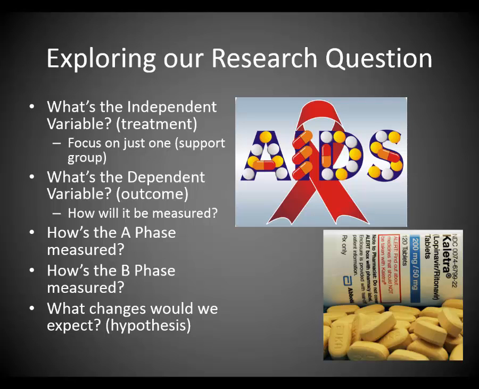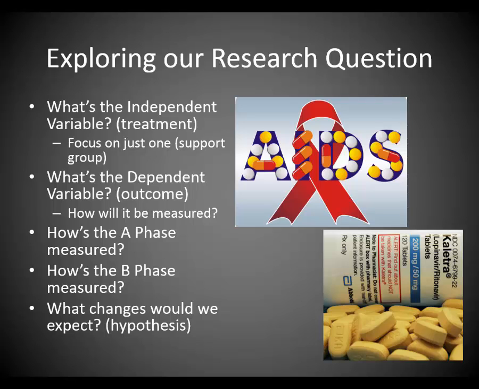So we've got our treatment, we've got our outcome. The next thing we have to consider is the A phase and how that's actually measured. The A phase, once again, could be a period of time before any sort of support group is initiated. And this is when we would want to count the number of pills that are taken on time every time before a person participates once again in the support group.